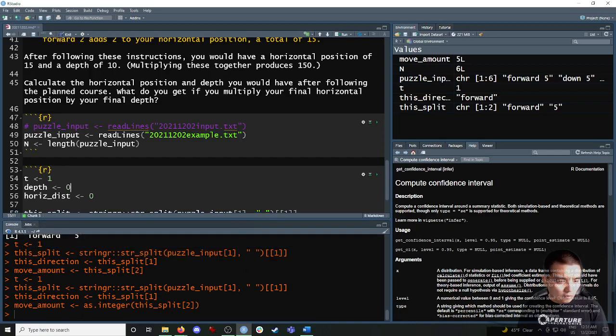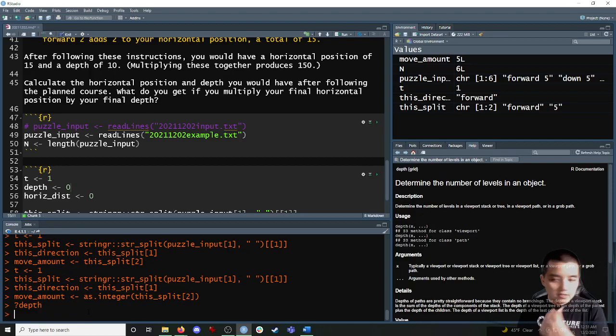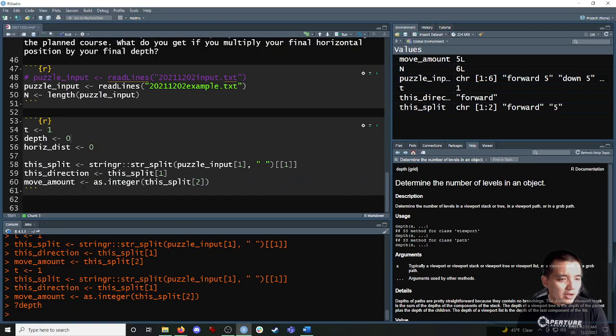A quick side note, for small words, I'd like to double check and see if they're used in the R programming language. And depth is a function name elsewhere. It's probably not a big deal, but I try not to accidentally use a word that might have been useful elsewhere. So I'm going to call this sub depth, the depth of the submarine, and we'll make that 0 as well.